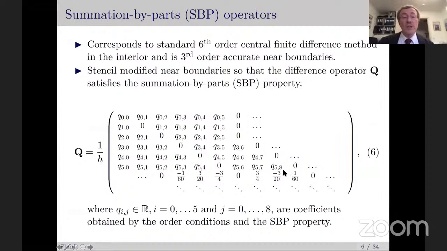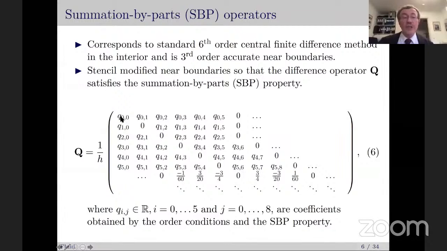And then we have here our matrix, and that is applied to a vector that is then the approximation of our unknowns, for example, in the X direction. And if we do that for the interior, you see here the coefficients. They are the coefficients for the standard 6th order central finite difference method.